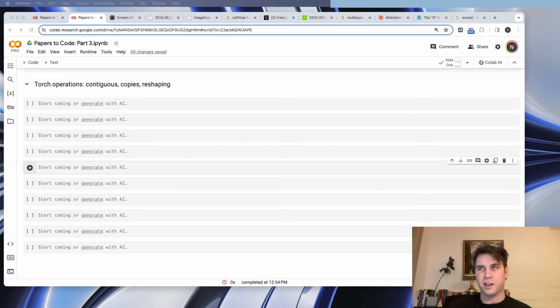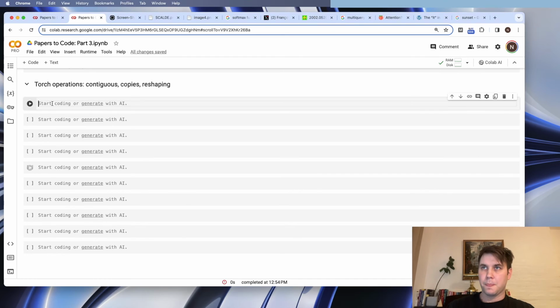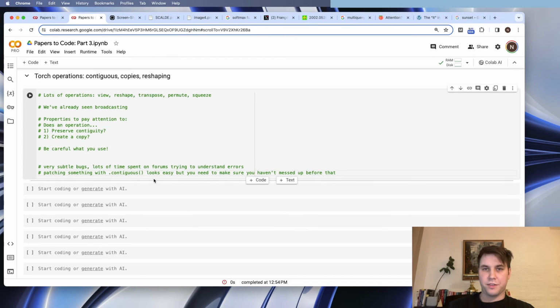I also want to give a kind of general warning to pay attention to what your operations are doing. So I mentioned earlier that reshaping and transposing, or permuting, for example, they can all reshape your data into the size you want, but they're fundamentally rearranging the data in different ways. And it's important to observe this. And so I'm just going to include a couple examples and a couple tips here that will make you aware that these operations perform different things.